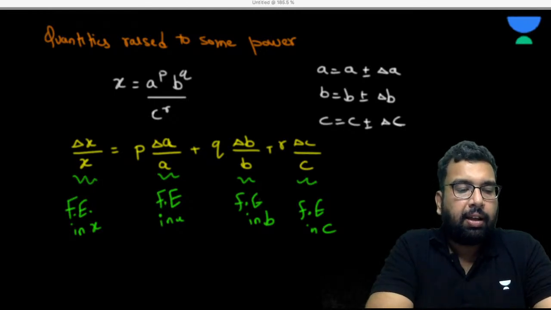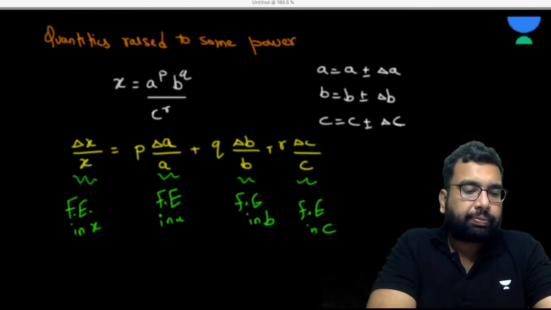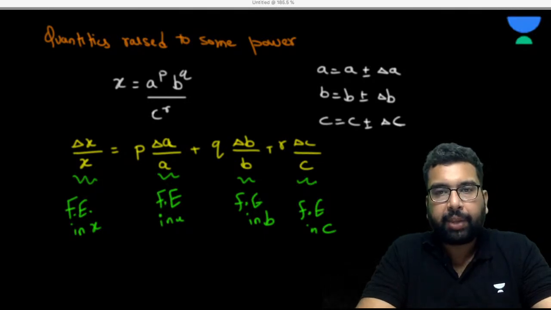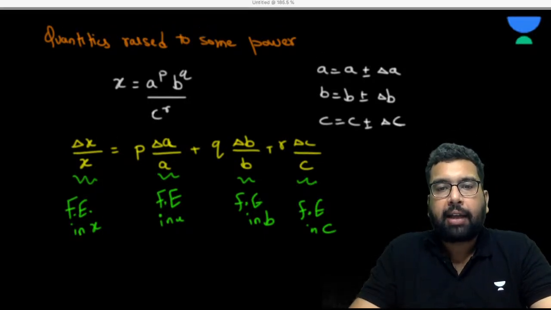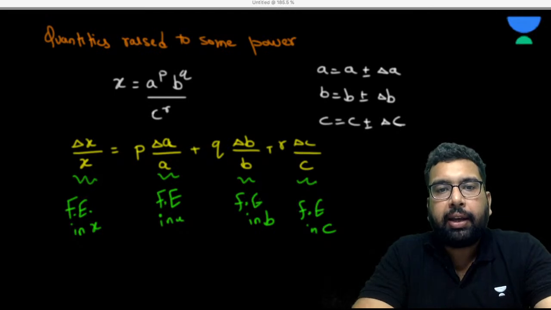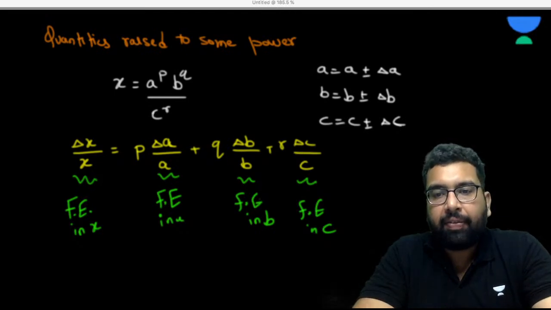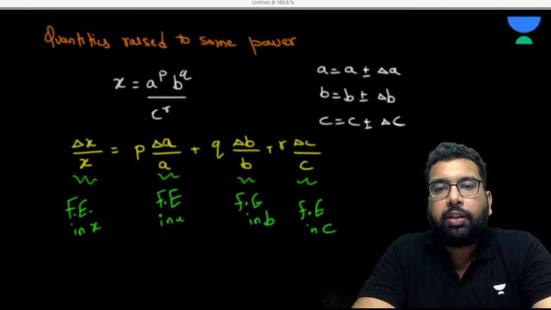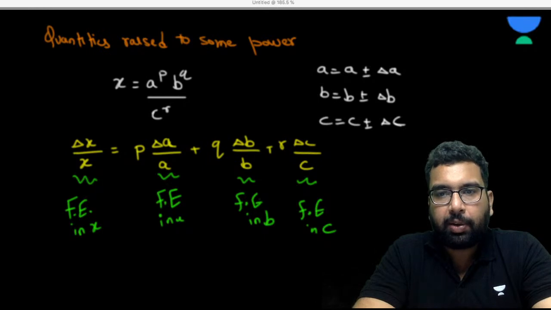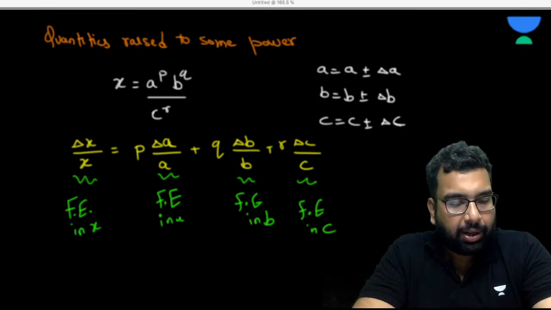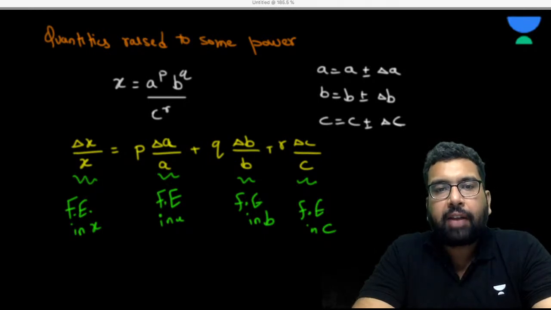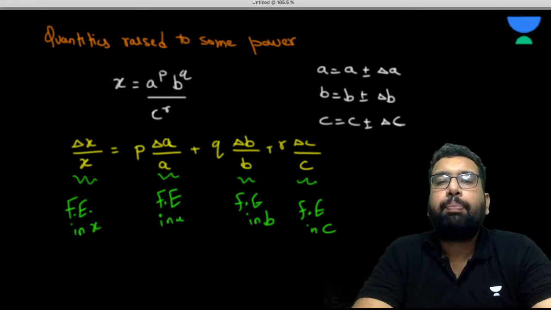So this is the thing here. Fractional error in X, fractional error in A, fractional error in B, fractional error in C. So all these fractional errors, guys. I think my voice has some disturbance now, but I think it is clear to everyone. So here the fractional error in X can be sorted out with fractional error in A, B, and C.